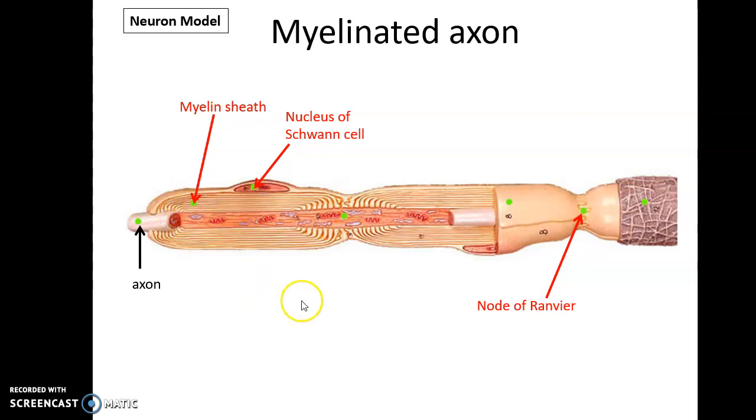Myelin sheath is formed by a specific cell, the Schwann cell. So this here represents the nucleus of the Schwann cell. Yes, I want nucleus of Schwann cell. Finally, the little gaps between the myelination are called the nodes of Ranvier. So node of Ranvier, node of Ranvier.